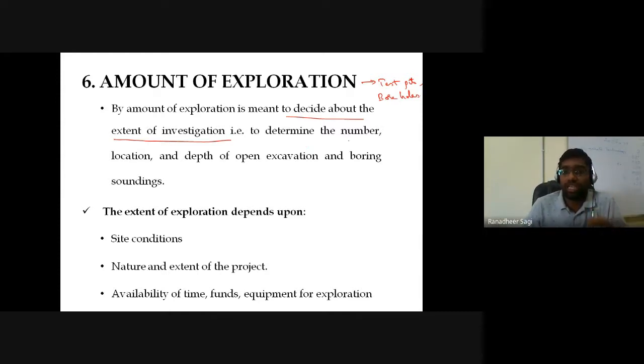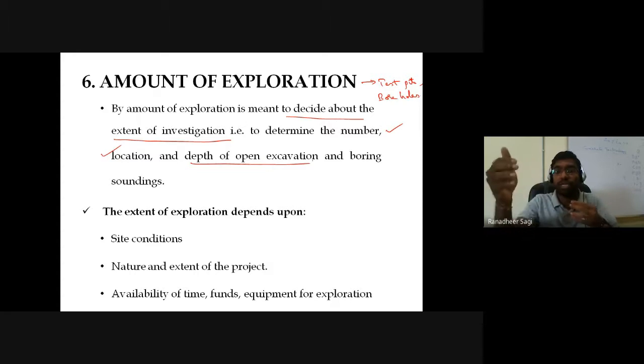So which indicates that we determine the number of boreholes, knowing about the location where exactly I should make my borehole, and subsequently what should be the depth of open excavation or the depth of your boring which you are going to be making there. Okay, so the number of boreholes is something important. Position of the borehole, where should I make those boreholes, is also very important. In the sense, if one borehole is made here, at what distance should I go for the next borehole, and what should be the depth till which I should go for my borehole.